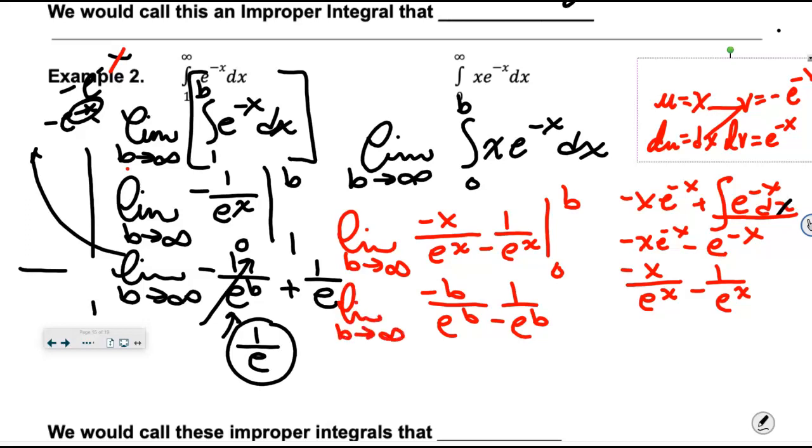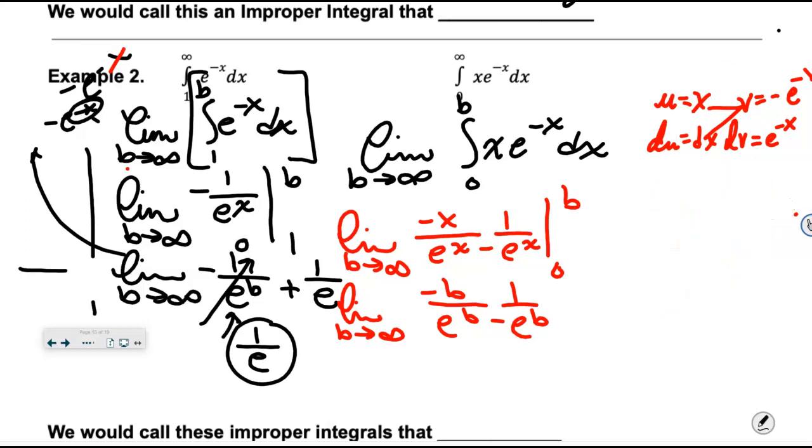That part. Then, subtract. Erase my by parts. Minus what I get when I put in a 0. What do I get when I put in a 0 right here? What do I get when I put in a 0 here? So I'd have a 0 minus 1, correct?